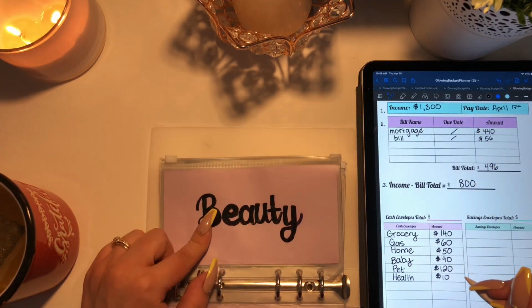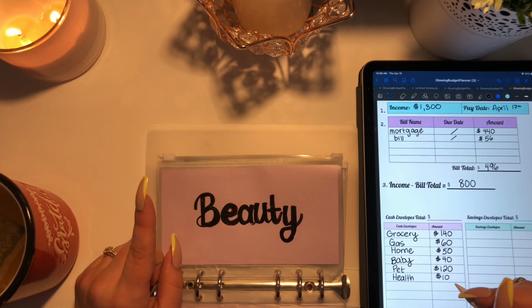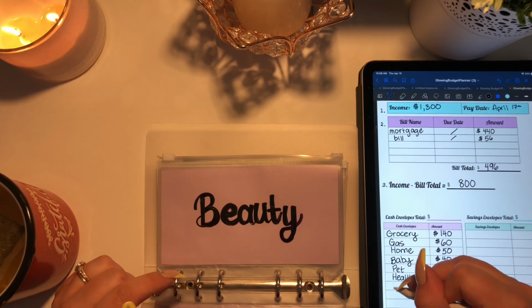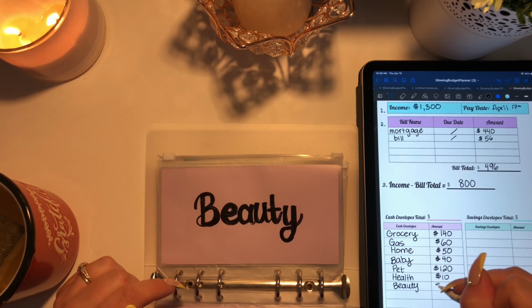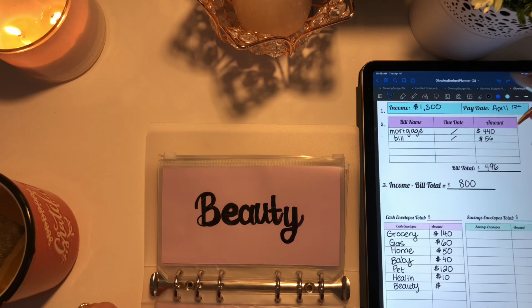For beauty, so I am going to be getting my hair cut in a couple weeks, so I'm actually going to start funding for that. I need to get my son a haircut as well, so I'm going to put $30 in there for now. You know what, I think I'm going to do 40.